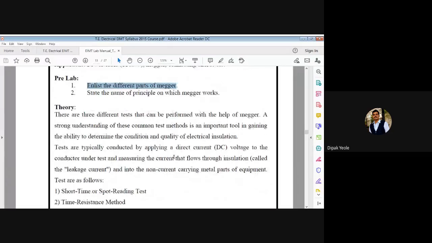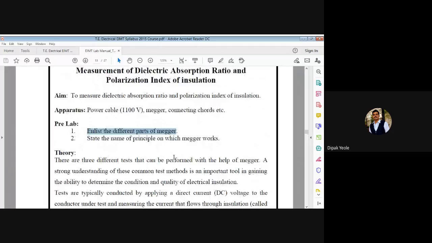You have not studied the Megger in any subject till now, but you can understand it by seeing the diagram of Megger. So let me share my screen again so that you can understand the different parts of Megger. This question can be asked in your interview, and if you study this electrical equipment, it will be easy for you.